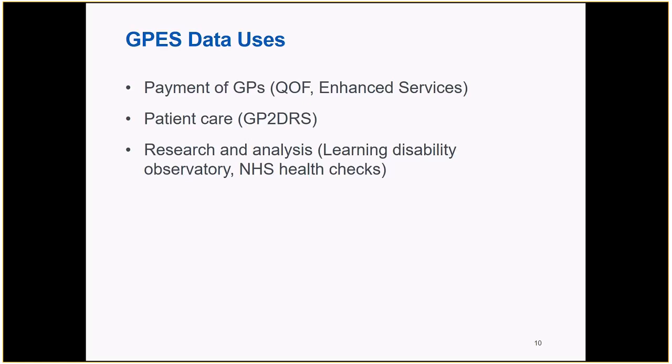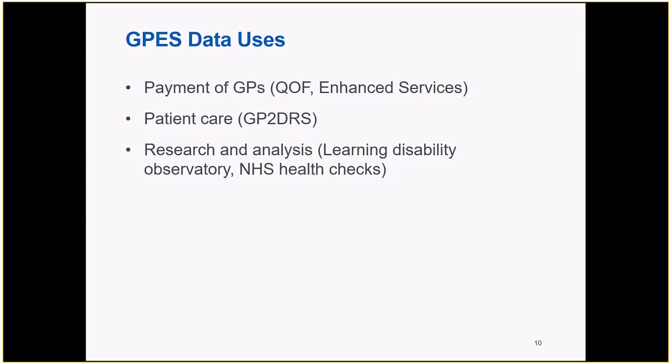To put GPES extracts into a little bit of context, I've got a few examples here of what GPES data gets used for. So the first one here is for payments of GPs. So I'm sure most people on the call will be familiar with the Quality Outcomes Framework, or QOF. So that annual extract and payment all goes through the GPES process. There are some processes that are used for patient care. So there's one example there, if people are familiar with that, GP to DRS.